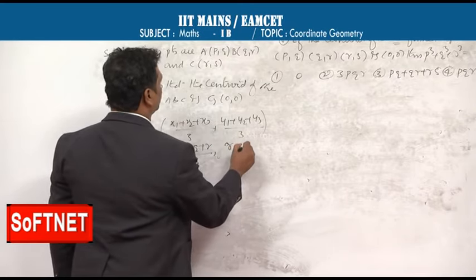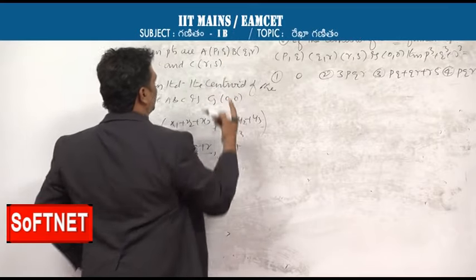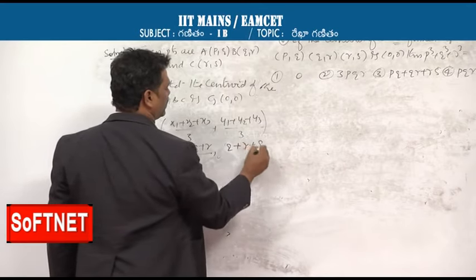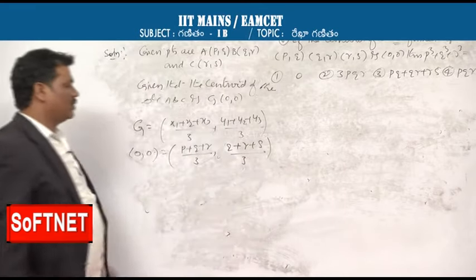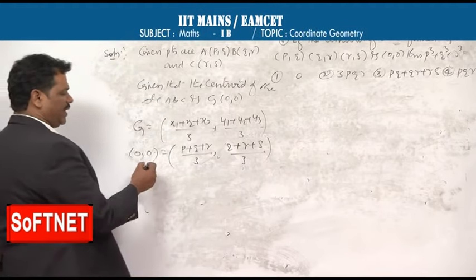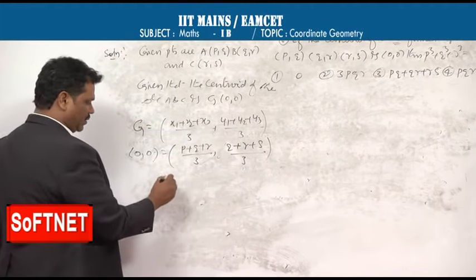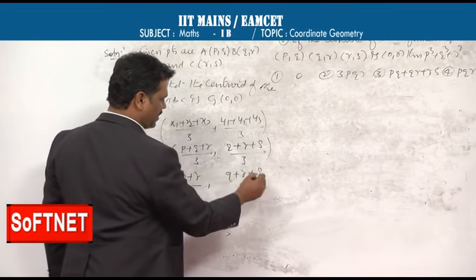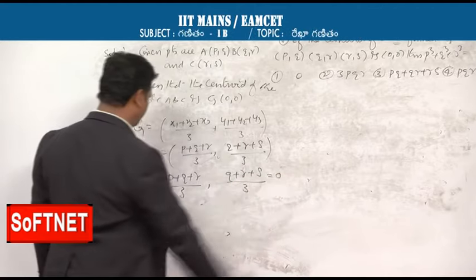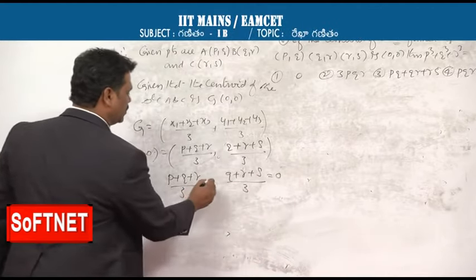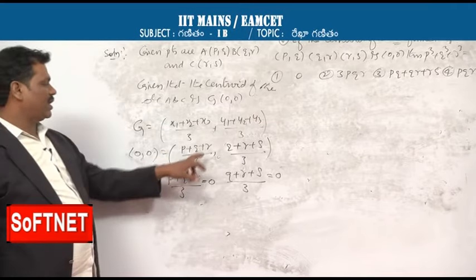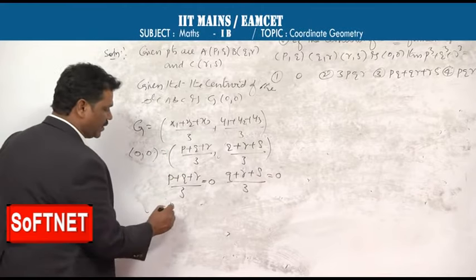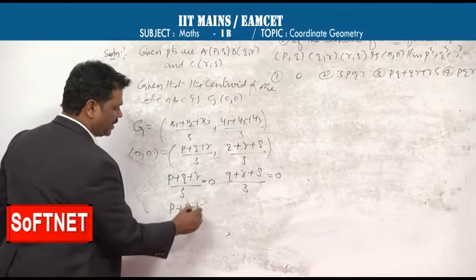R plus Q plus P plus Q plus R equal to, and Q plus R plus S by 3. This is the centroid of the given 3 points. Equating x coordinates and y coordinates, we get P plus Q plus R by 3 and Q plus R plus S by 3 equal to 0. The x coordinate is P plus Q plus R by 3 equal to 0, and Q plus R plus S by 3 equal to 0. Taking condition 1, P plus Q plus R is equal to 0.